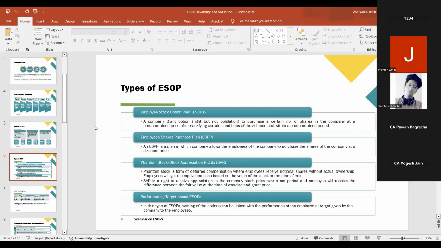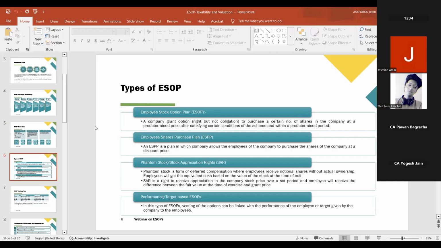These are the types of ESOP. First is the ESOP, which is the right the company issues to an employee so that he can purchase the shares of the company by exercising the option at the exercise price. This is the ESOP which we have discussed already.